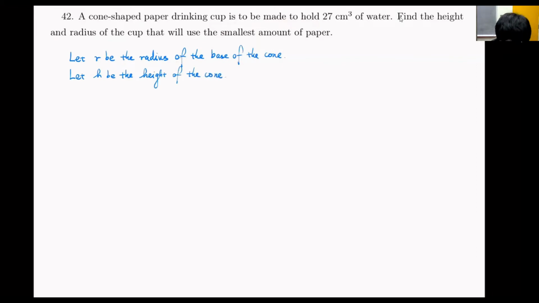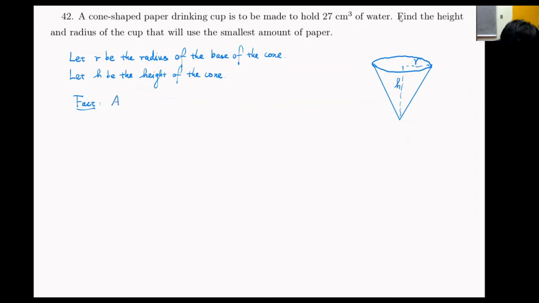So here is actually the facts we should know. Let's say this is going to be my cone with the base, with the top open actually, so that this is my R and this is my H. Okay, so the formula we should know is the following.